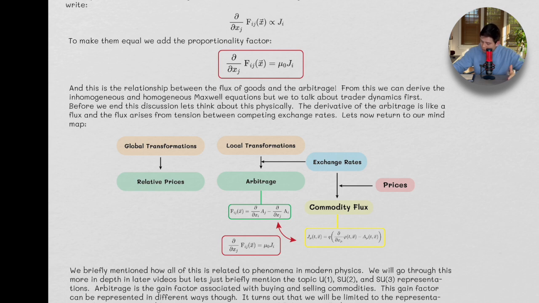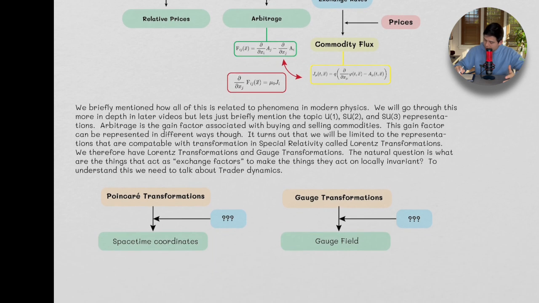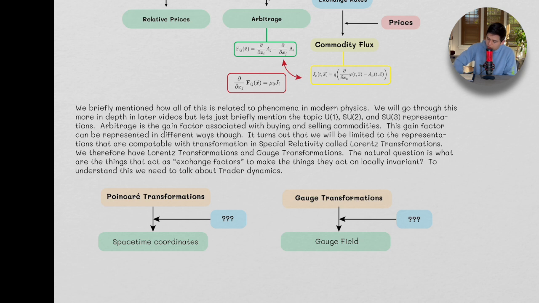So now let's return to our mind map. So here's our mind map that we've been developing. So now we have our link. We have the link between the arbitrage and the flux, okay? We briefly mentioned how all of this is related to phenomena in modern physics. So we're going to go through this in more depth later in videos, but let's briefly mention the topic of U1, SU2, and SU3 representation.